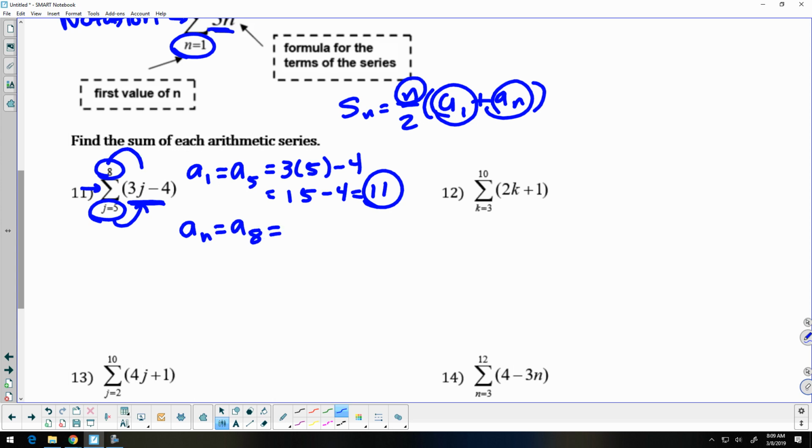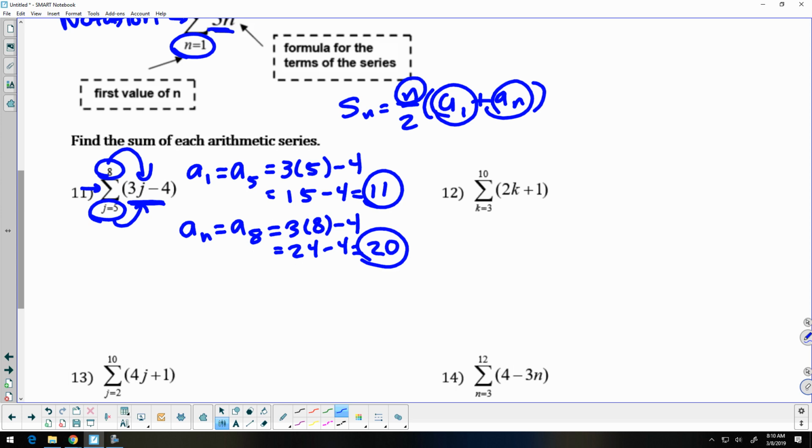So again, the 8th term is going to be the last term. We're only going from the 5th to the 8th term. So I plug in now 8 for j, so I'm doing 3 times 8 minus 4. So that would be 24 minus 4, and I get 20. All right, 2 down, 1 to go. I have the first term, I have the last term.